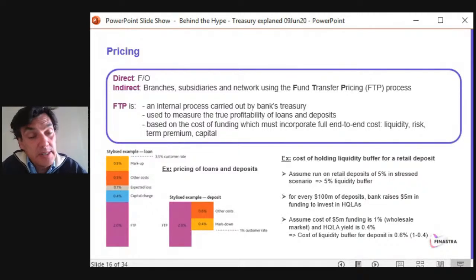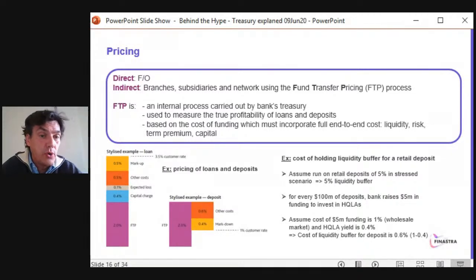Actually, those prices are coming straight from the Treasury, because they have the knowledge of how the market is, how expensive it is to fund, and that's why funding is the first function. So how expensive it is to fund, how risky I may be, how the shape of the interest rate curve can move as well, and so on. So that's the indirect pricing. And how does it work? It works through what we call the FTP, fund transfer pricing.